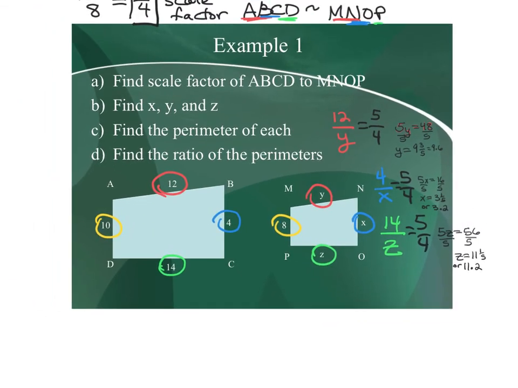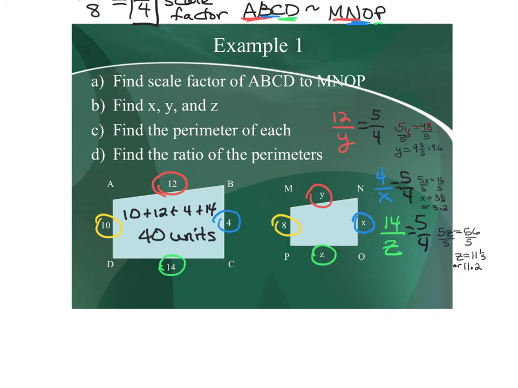Now I can answer part C. Find the perimeter of each quadrilateral. So for the first one, they already had given me all the side lengths. So I'm going to add 10 plus 12 plus 4 plus 14, giving me a total perimeter of 40 units.